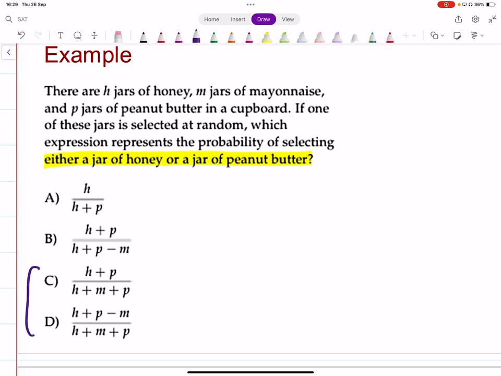So it has to be C or D, right? What's the numerator going to be? H plus P. So it has to be C. Is that okay? So the total is the sum of all those three numbers, and then the probability that we're looking for is H or P. So that's H plus P. That's what you have in the numerator. Make sense? Yes?